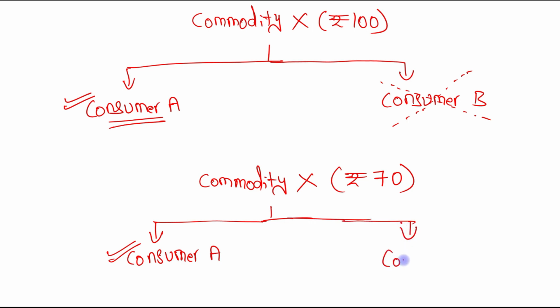And consumer B, who was earlier not able to afford the commodity because of higher prices, but now because the price has been reduced, today consumer B is also able to afford this commodity. So the total demand in the market has increased to 2, which was earlier 1 because there was only one consumer.